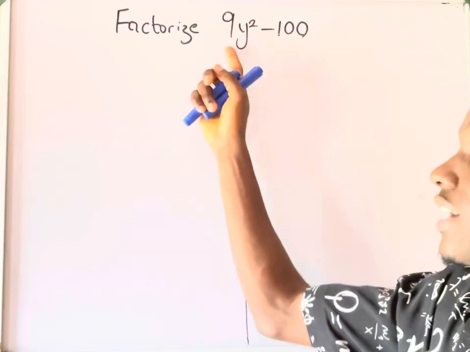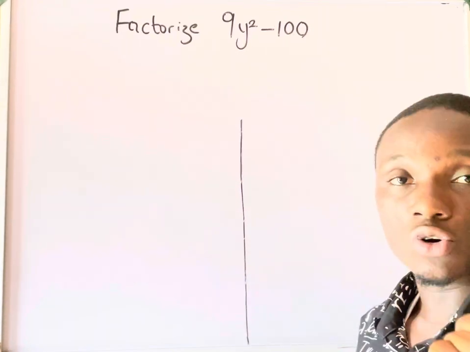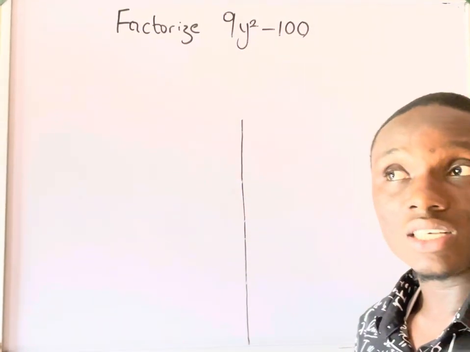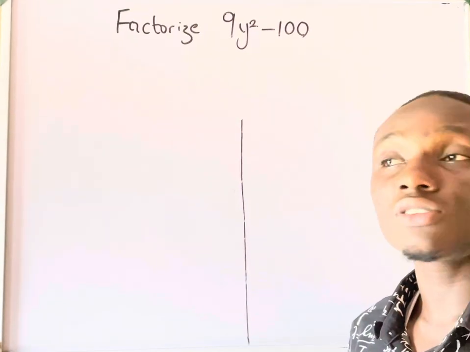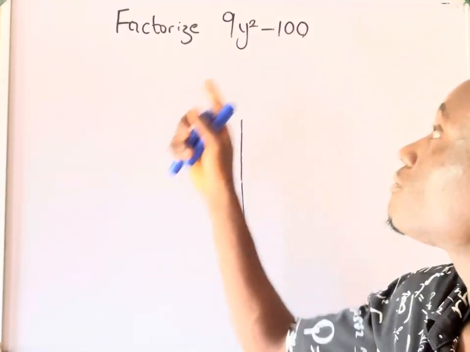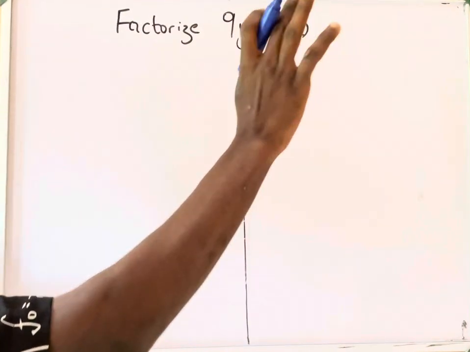For example, the square root of 9 is 3. That means 9 is a perfect square, since the square root is a whole number. 100 is a perfect square since the square root of 100 is a whole number. 10 is not a perfect square because the square root of 10 is not a whole number. It is 3 point something.